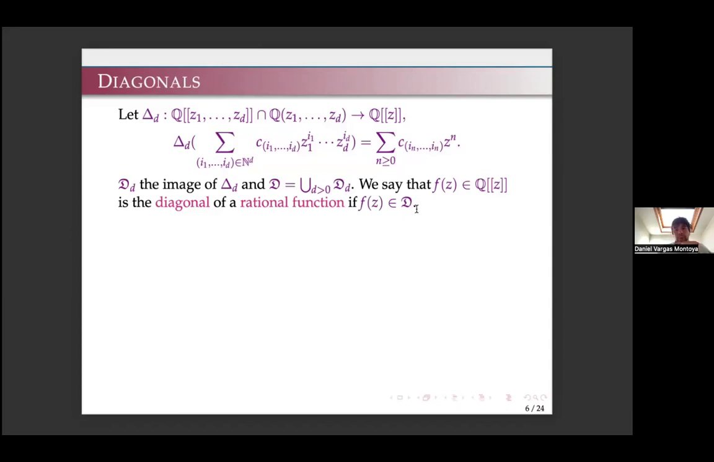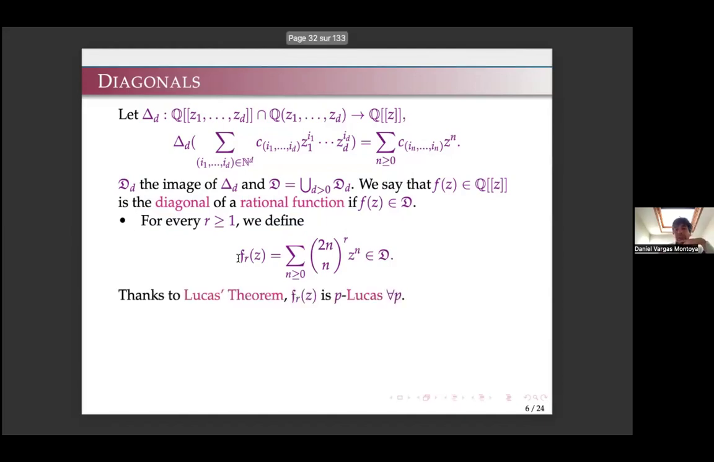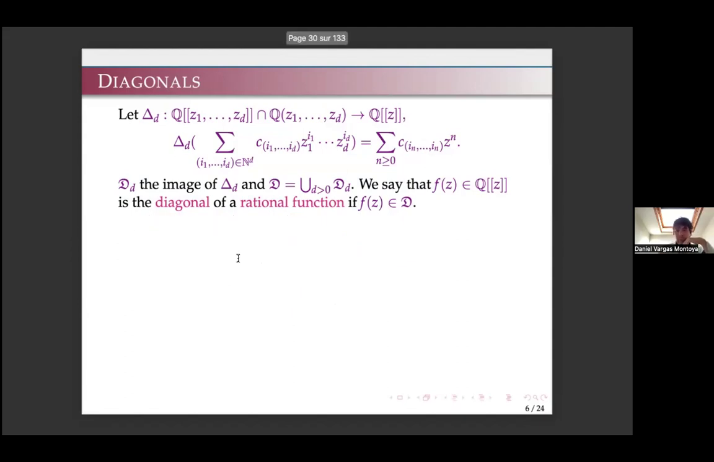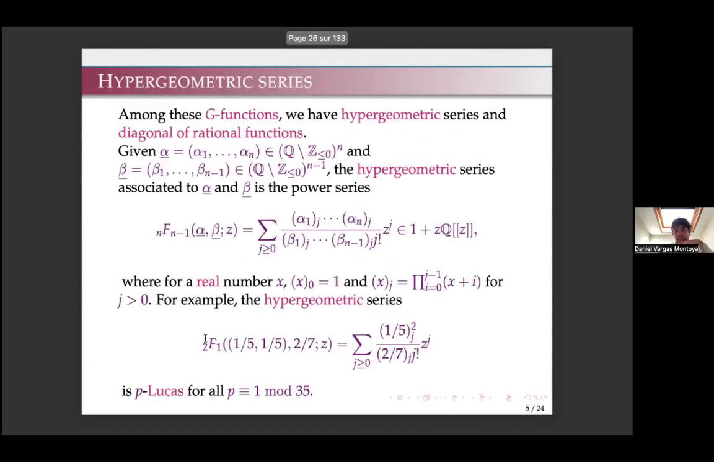Here are some examples. For every r bigger than 0, we define this power series, which is also a hypergeometric series, this series F_r. So this series F_r is a diagonal, and by using the Lucas theorem, actually we can show that F_r is Pólya-Lucas for all p. It's important to mention that this hypergeometric series is not a diagonal, okay?